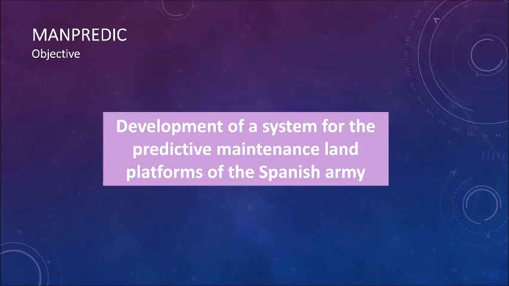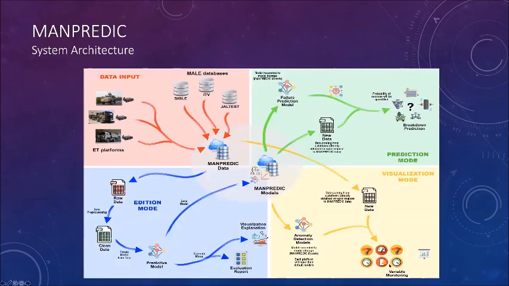To build this system, we will use sensor information originated in the different vehicles, as well as historical information available in several databases of the Spanish Army. This system should predict potential failures and support the maintenance policy of the Army vehicle park. This slide shows the architecture of the ManPredict system. This architecture gives support to several operation modes.